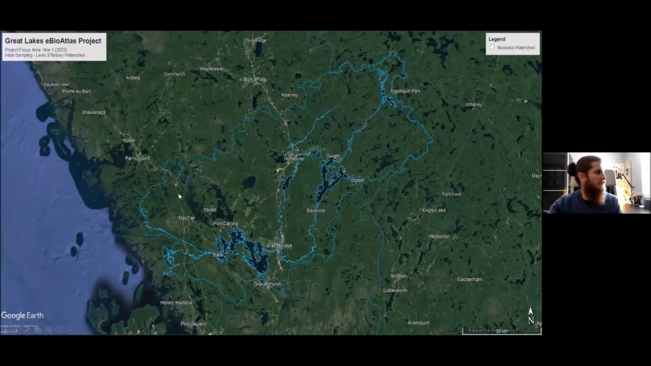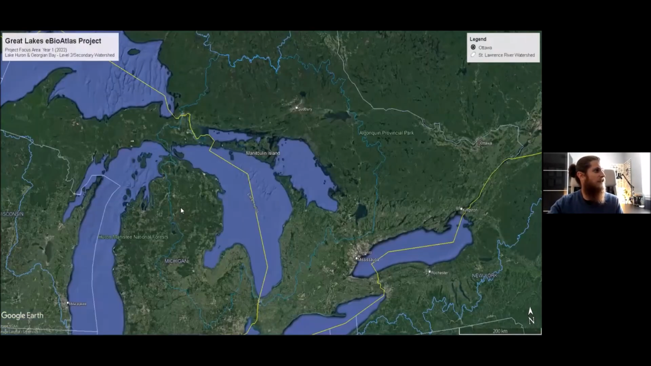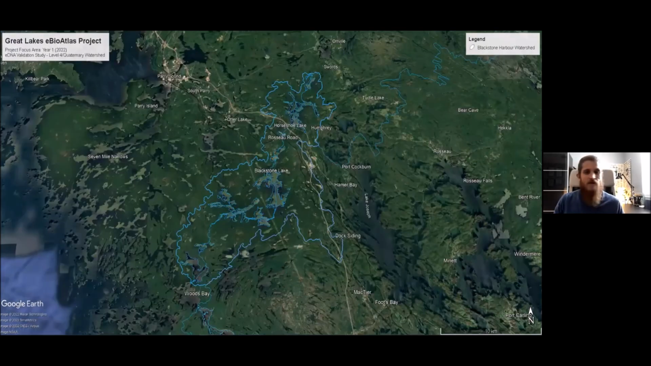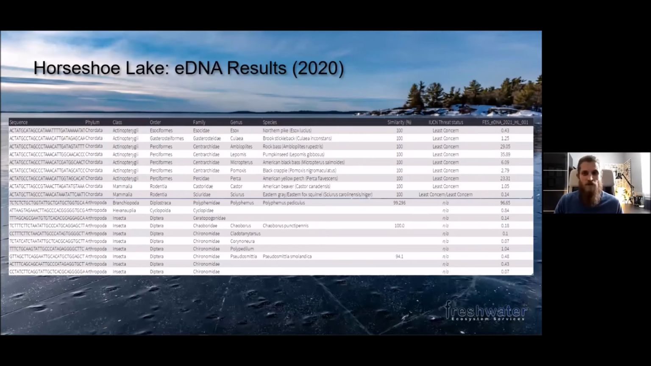If you look in this area here of Muskoka, this is the Blackstone Harbour Quaternary watershed, or fourth level watershed, and it includes Blackstone Harbour here into Georgian Bay, the Blackstone River itself, all the way up into Horseshoe Lake. In 2020, I collected the first samples here in Horseshoe Lake to test the validation of the gene sequences for North American species, and it resulted in quite a few species from one water sample.